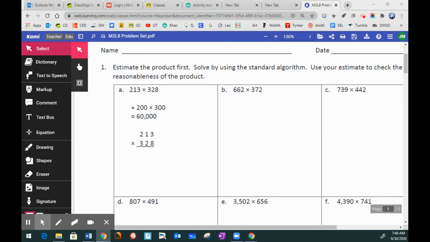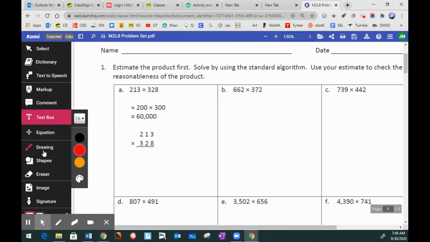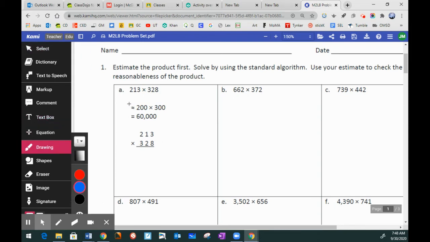So today's lesson is going to be about multiplication as well. However, we're going to be looking at rounding to estimate the reasonableness of the product. So we have an example already given to us. If you can see this right here, this was done already for us.